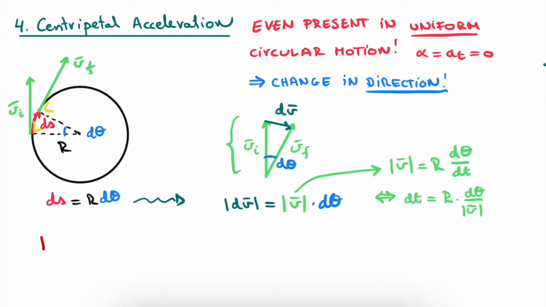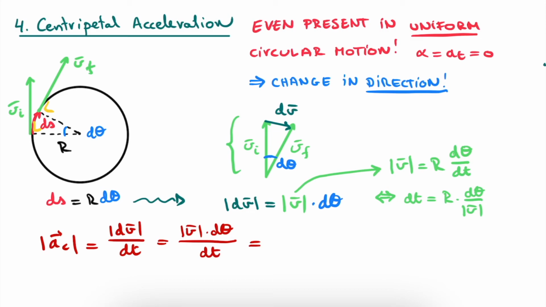So let us now get an expression for the centripetal acceleration, or more notably, the magnitude of the centripetal acceleration, because we already know that it will be always pointing towards the center of the circle, but that I cover in another video. So this will be equal to the magnitude of the change of velocity over dt, but we now have a formula for this magnitude in change of velocity. And this is simply equal to the magnitude of the velocity times d theta, and we divide this by dt.